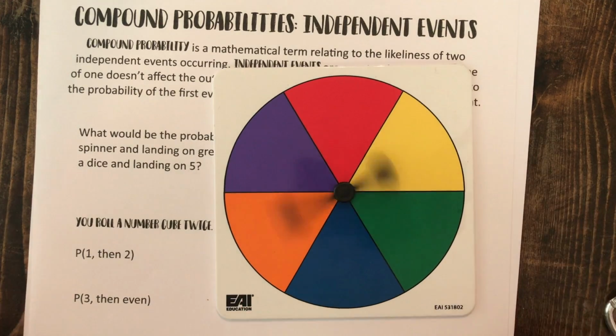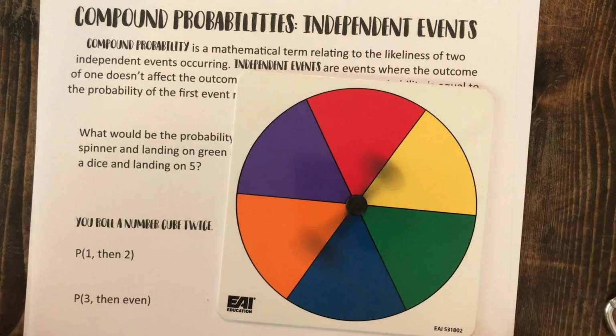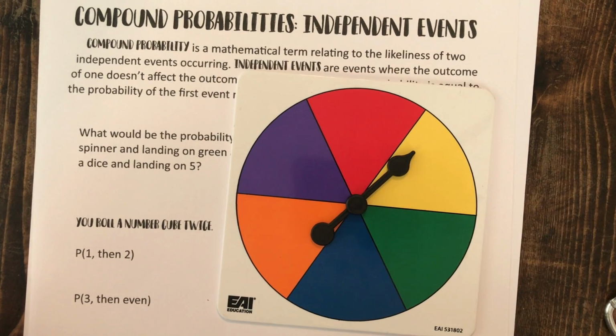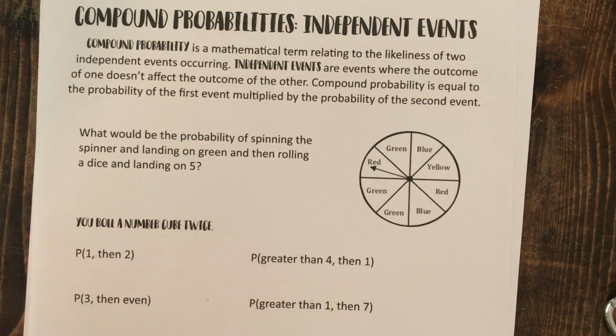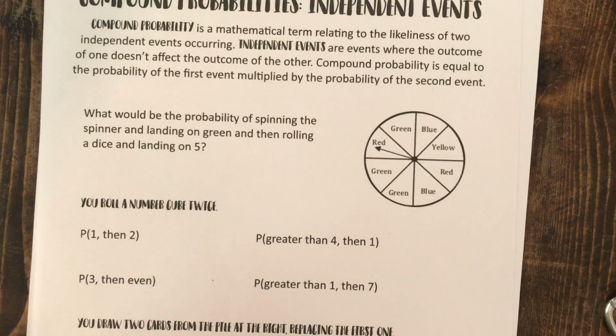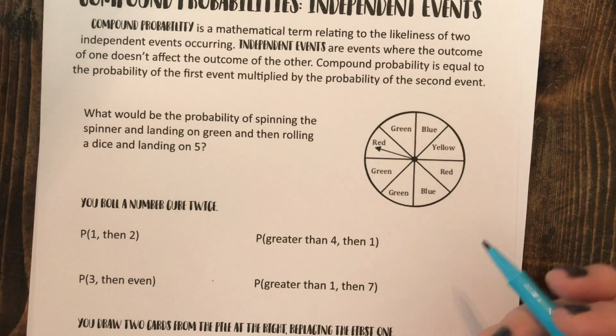If I were to spin this spinner and then spin it again, does my first spin have any impact on my second? No, so they're independent events. Okay, so let's look at this question right here. So it says, what would be the probability of spinning the spinner and landing on green and then rolling a dice and landing on 5?